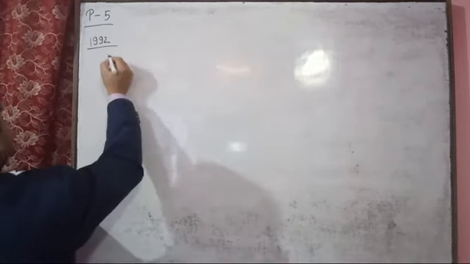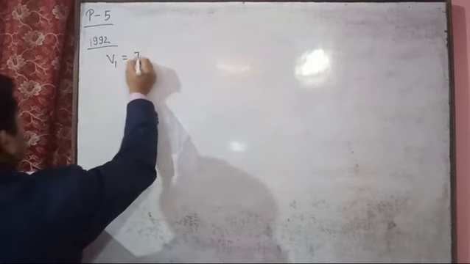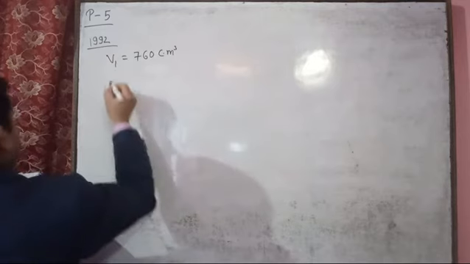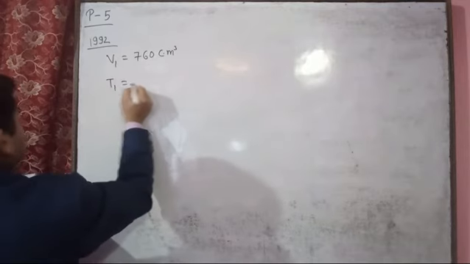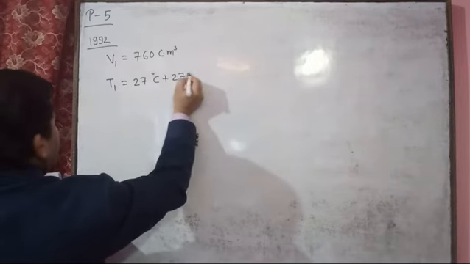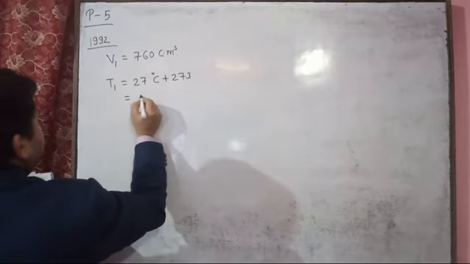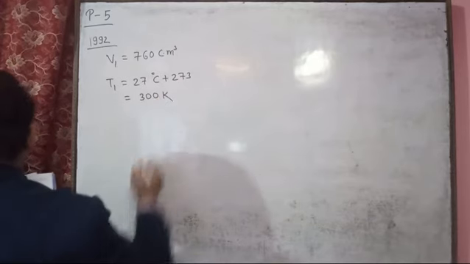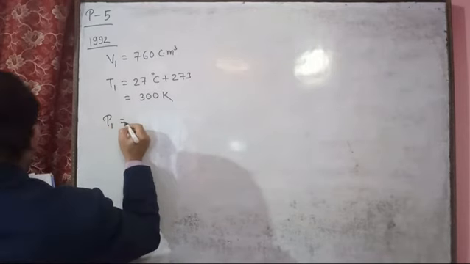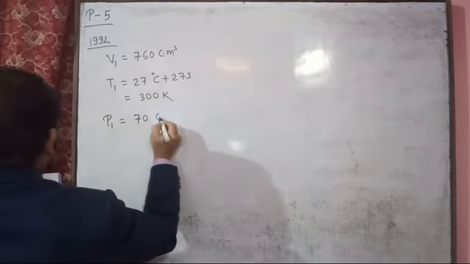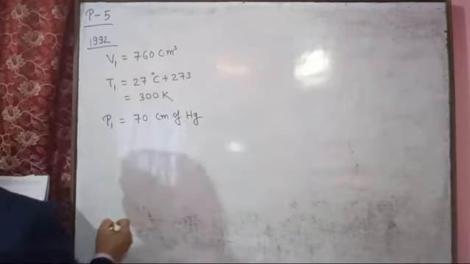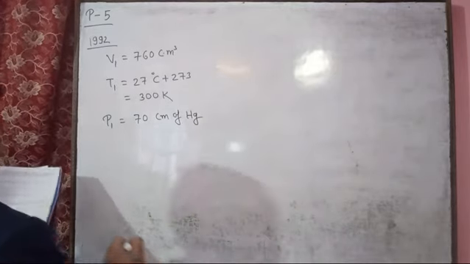So first of all, here volume means V1, given 760 centimeter cube, and temperature T1 is 27 degrees Celsius. By adding 273 we will get 300 Kelvin, and after this, pressure is given as 70 centimeter of Hg, and what will be its volume at STP?